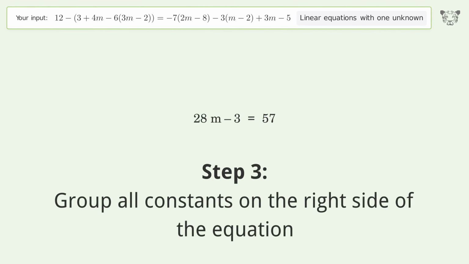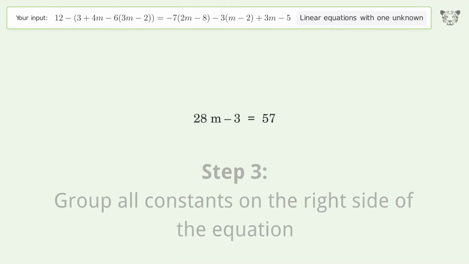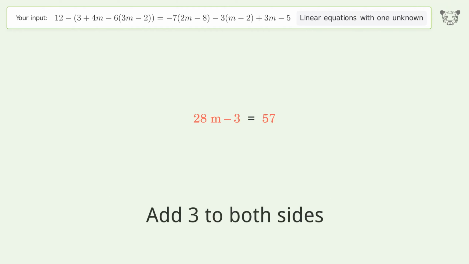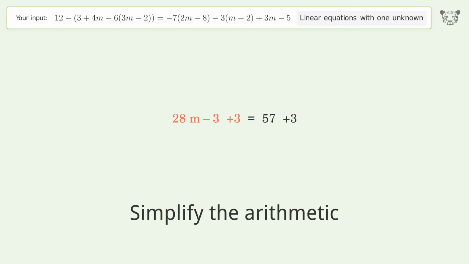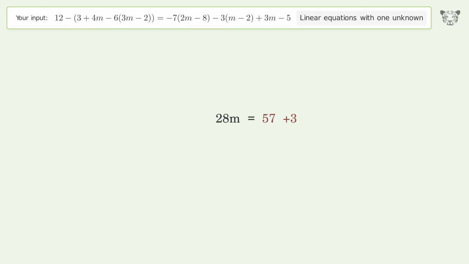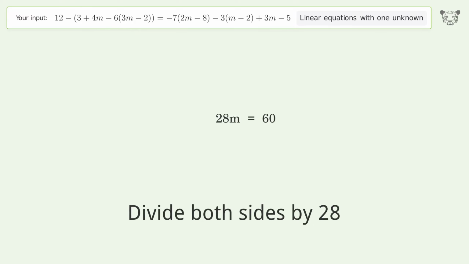Group all constants on the right side of the equation. Add 3 to both sides. Simplify the arithmetic. Isolate the m. Divide both sides by 28.